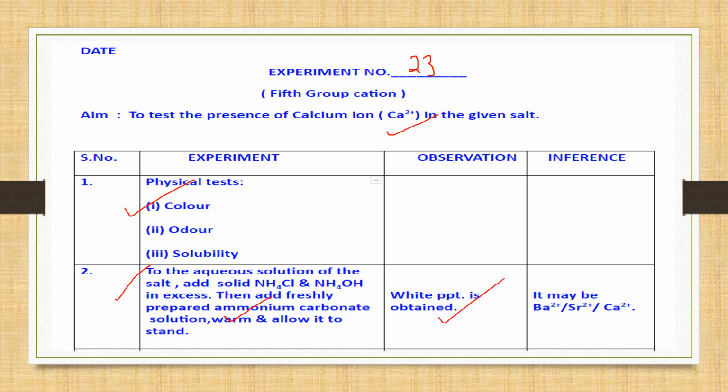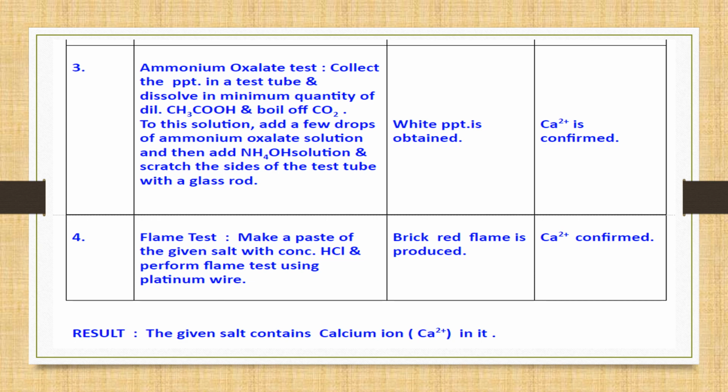Because I'm carrying out the same test here, for every group, I can write all the members like this if I'm getting a positive test. All of them give a white precipitation, so I'll write it may be barium, strontium, and calcium. And then further, we will classify, distinguish on the basis of confirmatory test. So the confirmatory test for calcium is ammonium oxalate test. Collect the precipitate in a test tube and again dissolve it in dilute acetic acid.